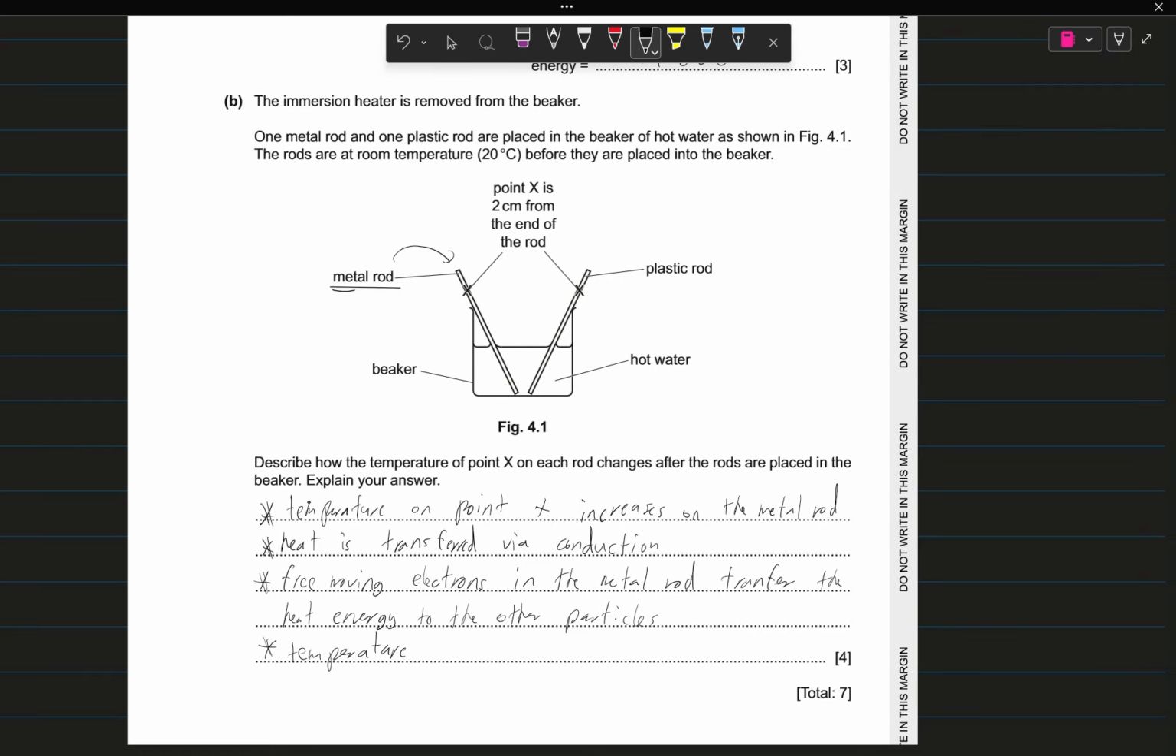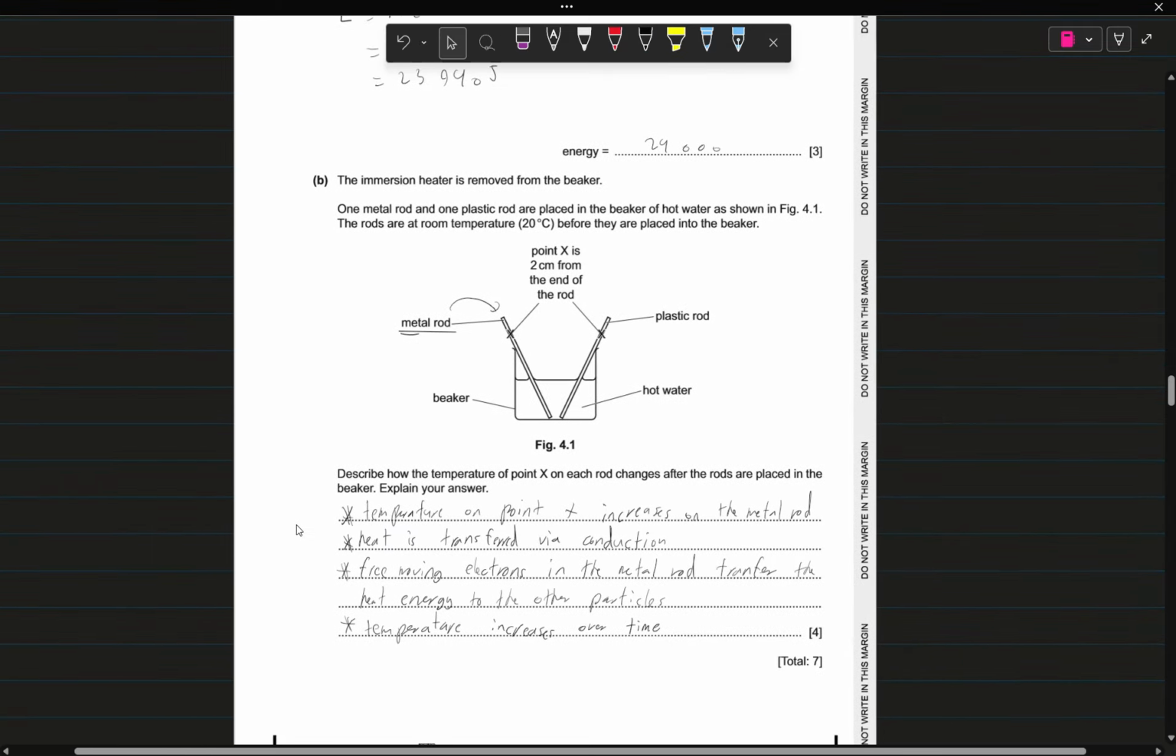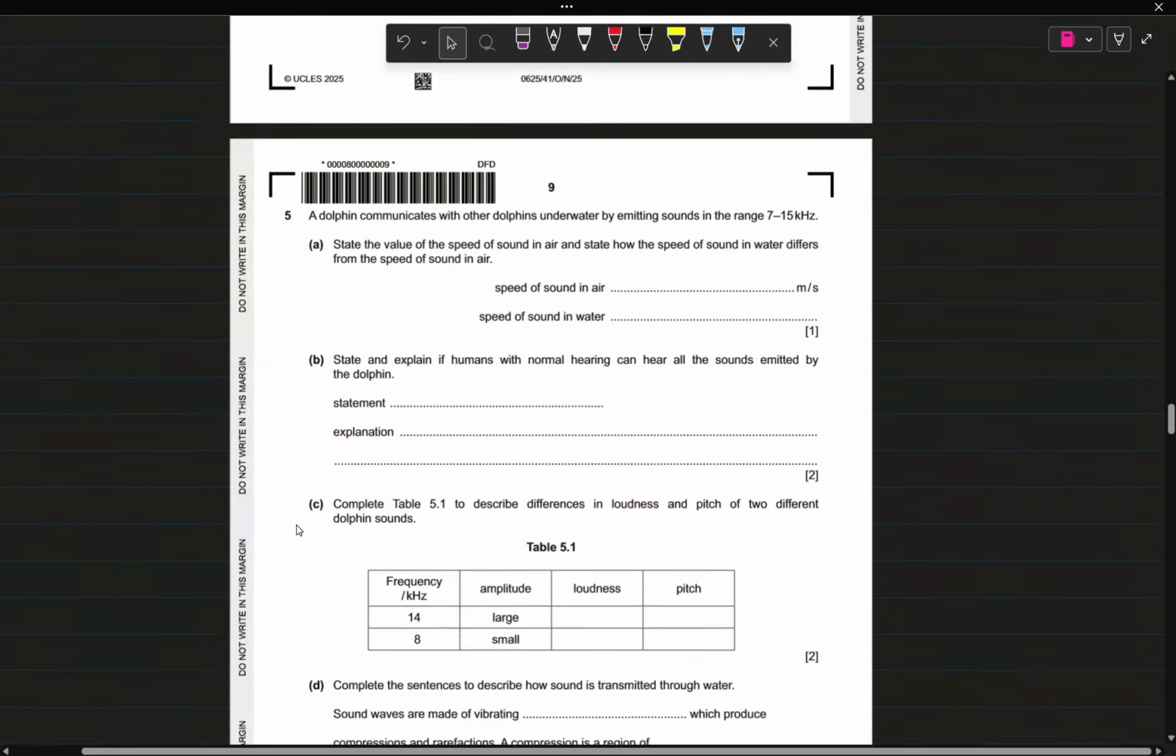Temperature increases over time. Okay, so that's that. We are done with question number 4. Let's move on to 5.